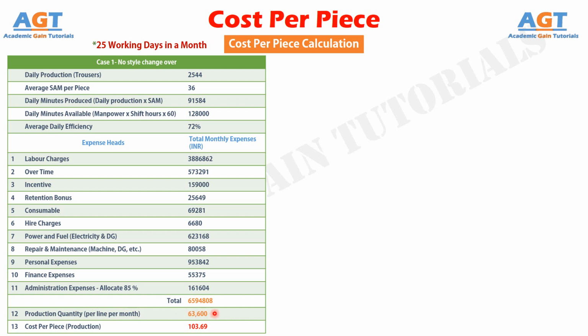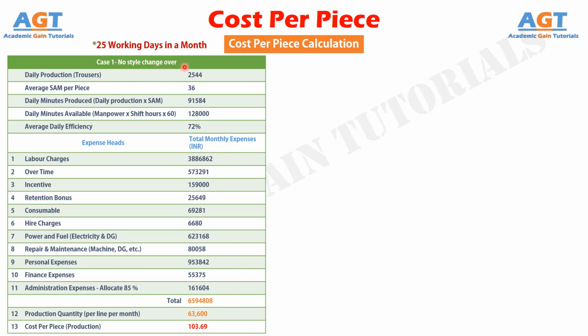Now putting them in the formula, sum of all monthly costs or expenses, which is 6,594,808 rupees, divided by production quantity, per line per month, which is 63,600 pieces per line per month. We get production cost per piece of 103.69 rupees. So, this was the scenario when working with just one style order.